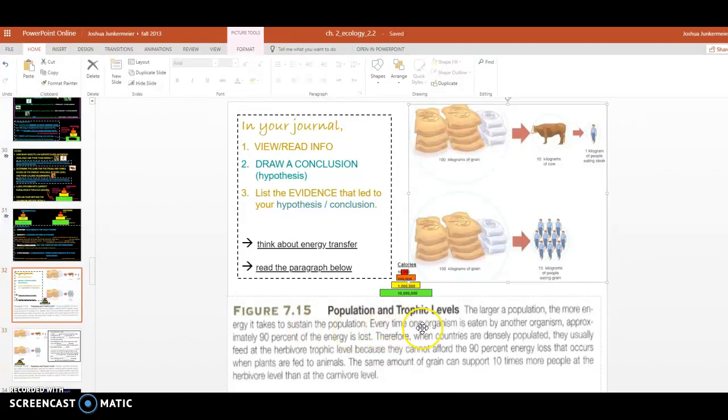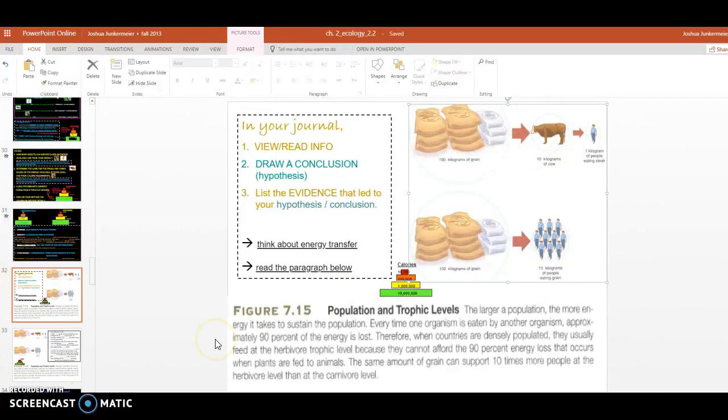That makes sense. It says every time one organism is eaten by another organism, approximately 90% of the energy is lost. We've discussed this. It says, therefore, when countries are densely populated, they usually feed at the herbivore trophic level. So if you have a country with lots of people, they normally eat at the herbivore or primary consumer level because they don't want to lose that 90% energy loss. It says the same amount of grain can support 10 times more people at the herbivore or primary consumer level than at the carnivore level. So countries have more people eating plants if they have a big, giant population because they don't want to have the energy loss from the cow.